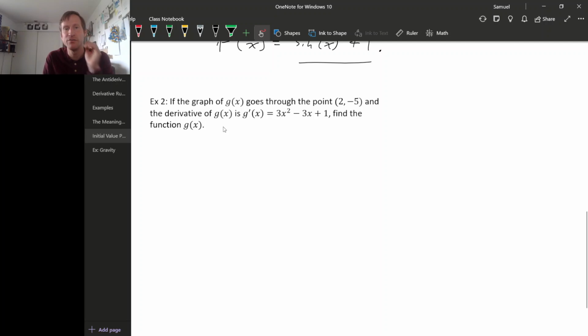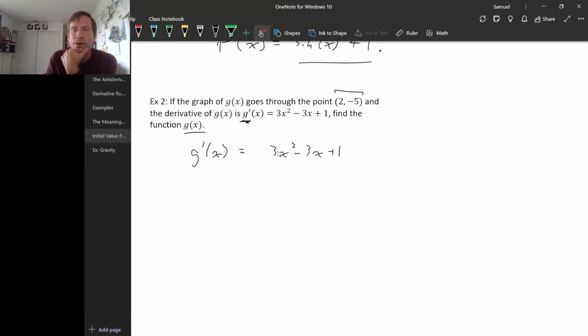If the graph of a function g of x goes through this point, 2 comma minus 5, and the derivative of g of x is g prime, which is 3x squared minus 3x plus 1, let's find the function g of x. Well, since we know the derivative of g of x, right? So we know that g prime is 3x squared minus 3x plus 1. What we can do is take an antiderivative on both sides.